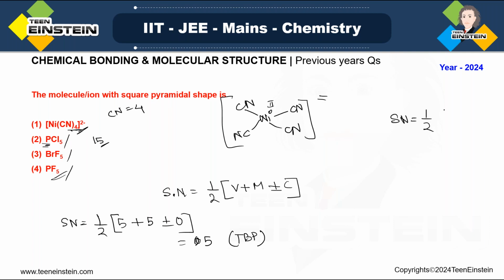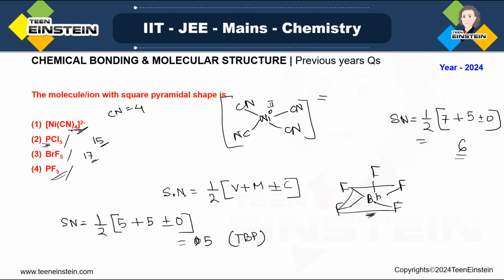BrF5. For BrF5, Br is from group 17. That means 7 will be the valence electrons. Number of monovalent atoms attached is 5. This part is 0. So now it will be 6. Now 6 means steric number 6, octahedral geometry. But though we are saying octahedral, total bonds are 5. There will be a lone pair in one of these positions. So without the lone pair, if you consider the remaining shape, it is actually square pyramidal.